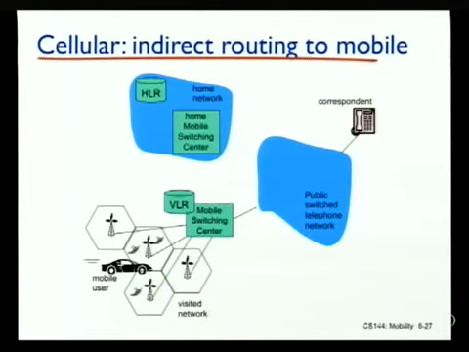Routing is done indirectly. Here's a call that's routed to you. Let's say you're down here somewhere. The call goes to the MSC in your home network. The home network MSC knows you're not there. How do you think that happens? How does this HLR, the home location register, track the fact that you're not there?